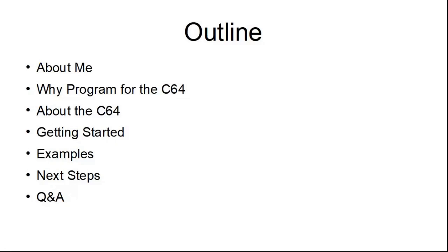So this presentation I've outlined right here in terms of the topics I'm going to discuss. First, I'm going to talk a little bit about myself, who I am, how I got into programming. Then we're going to talk about why I even program for the Commodore 64 to begin with. Then we're going to discuss the Commodore 64, a little bit about the history and some of the technical specifications and features. Then we're going to talk about what you need to learn and know in order to get started in programming for the Commodore 64. We're going to jump into some actual coding examples, which will be very exciting. Then we're going to discuss some next steps that I would recommend you take once you have the basics of programming down. And finally, we'll wrap up with some Q&A.